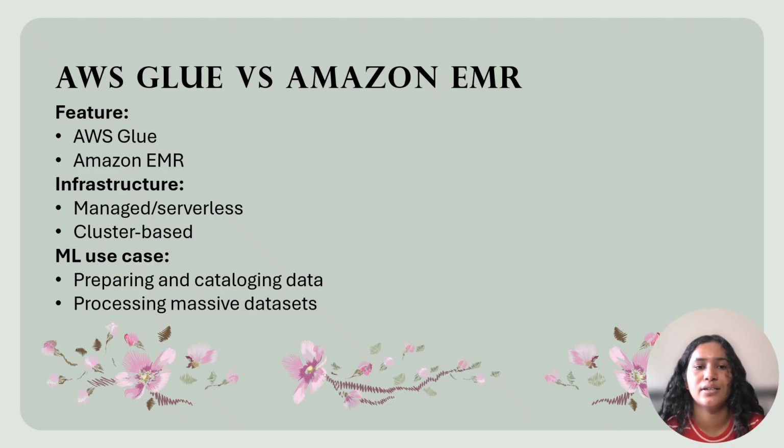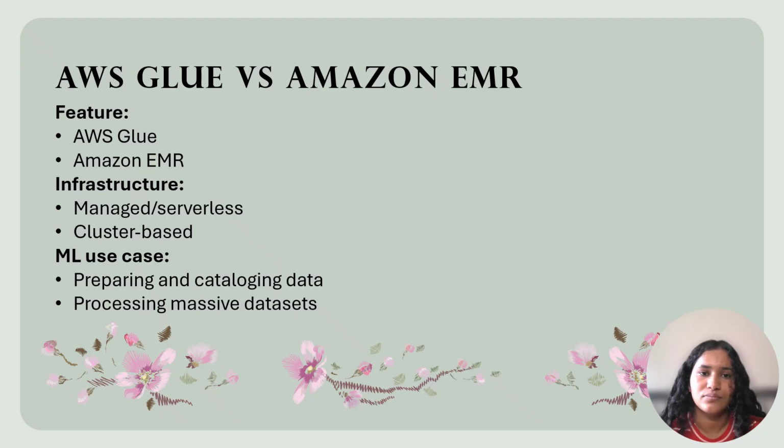Amazon EMR is a cluster-based big data platform. Unlike Glue, EMR requires clusters of computing resources to process data. It provides great flexibility and control for handling large-scale workloads. EMR is designed for processing massive datasets using frameworks such as Apache Spark and Hadoop. It is commonly used for advanced analytics, large-scale data transformation, and distributed computing tasks that require significant processing power.